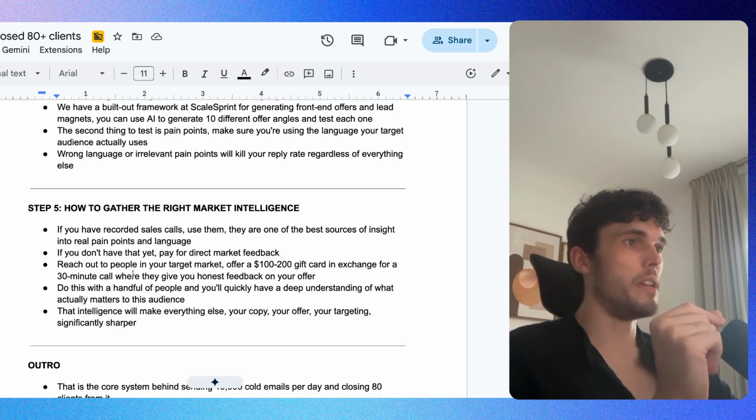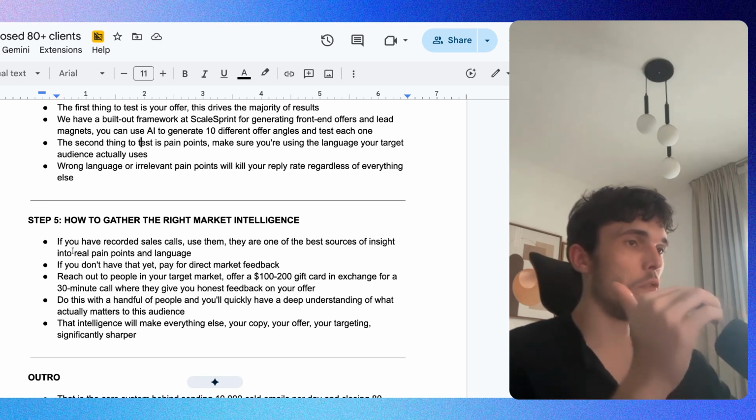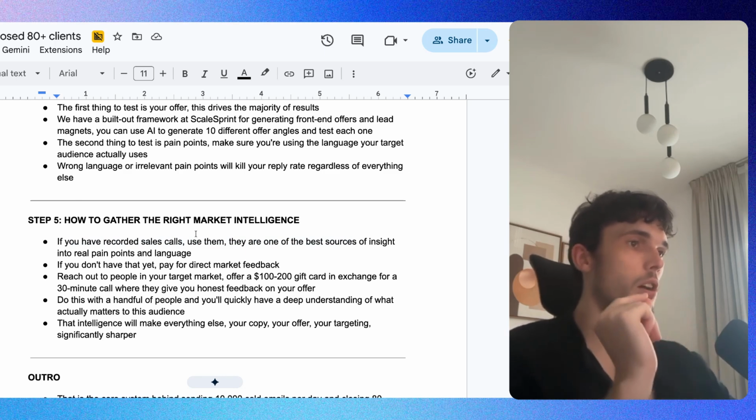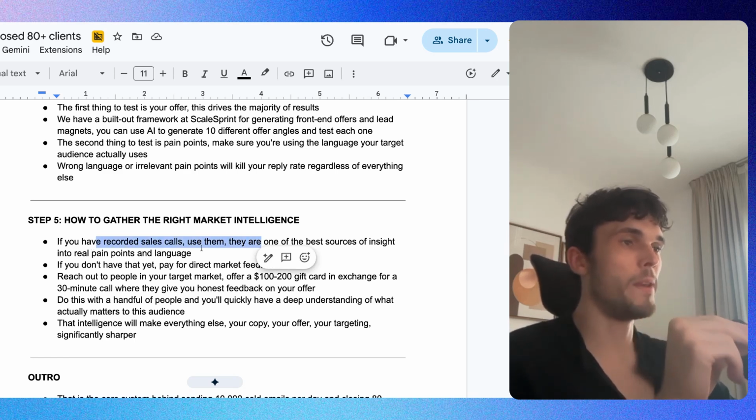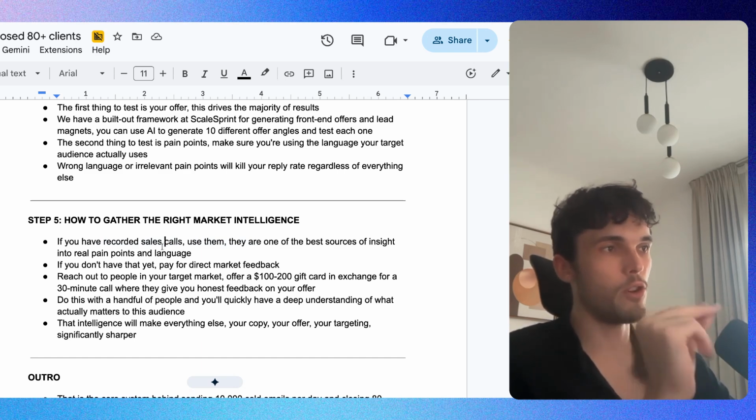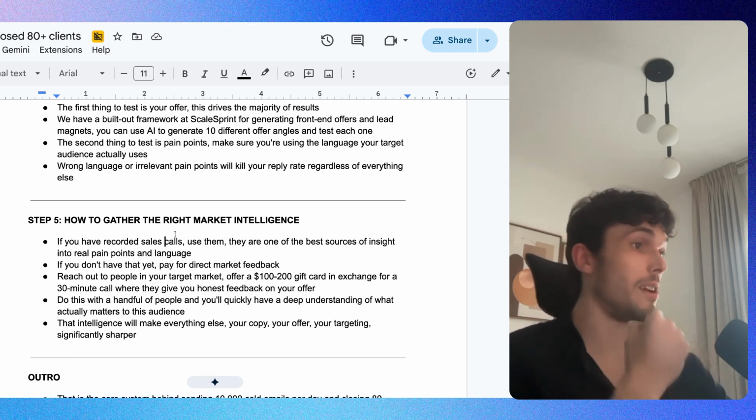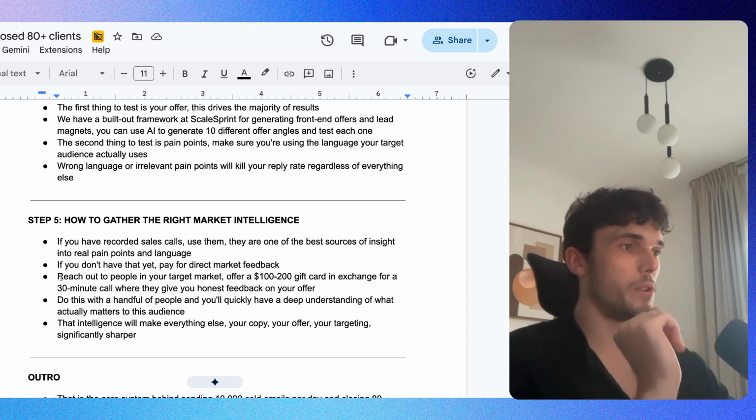Now, the next thing here is how to gather the right market intelligence. And this ties into message market fit again. If you have recorded sales calls from the past, you need to use them because they're great sources of direct market feedback. Any objections that are really common on sales calls, if you can take those and pre-handle them inside the copy, I'm going to guarantee you that your campaigns are going to do so much better. And if you're not recording your sales calls, then you need to start doing that ASAP so you can actually collect meaningful market feedback.